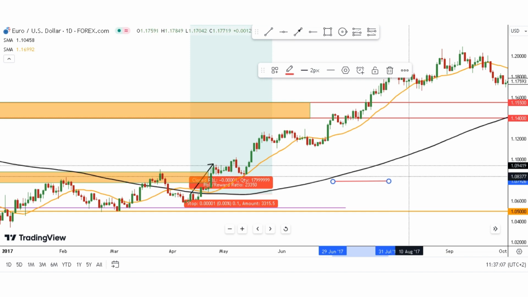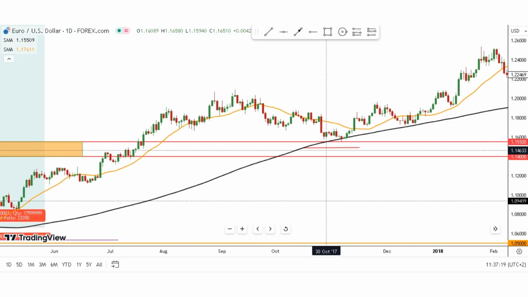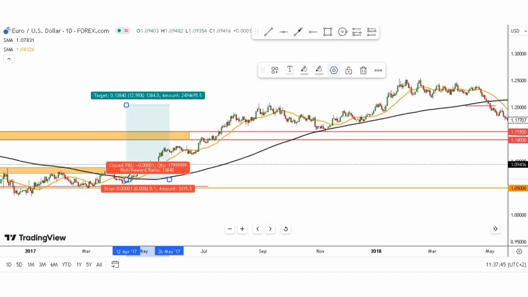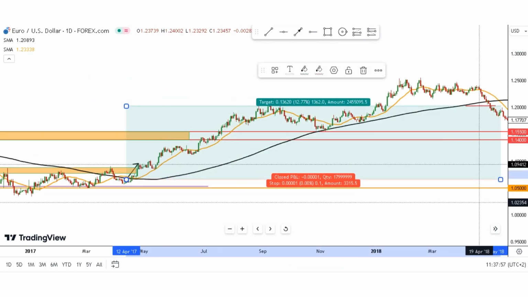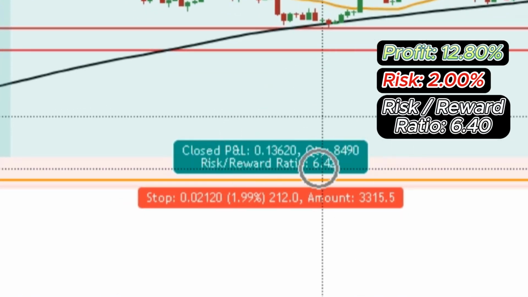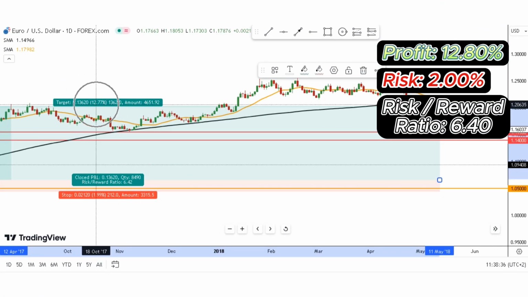As you trail the stop loss, you see the price hit our trailing stop loss at around 1.2027 level. This results in a profit of about 12.8%, while risking 2%, giving us a risk-to-reward ratio of 6.4. A great trade just by trailing the stop loss.